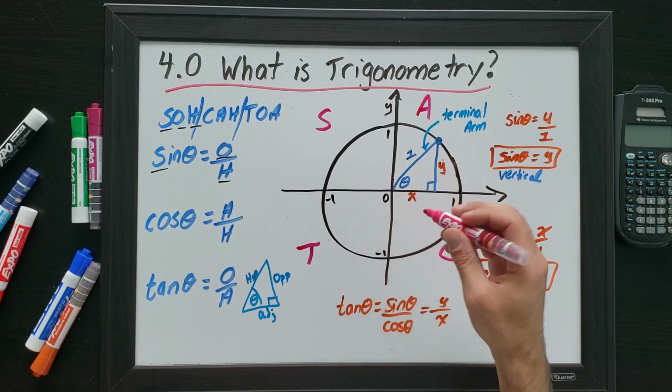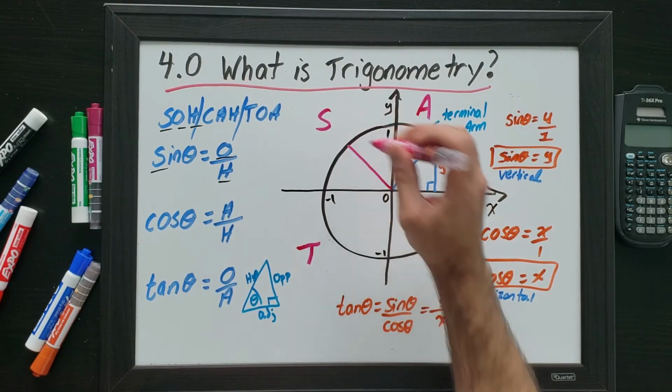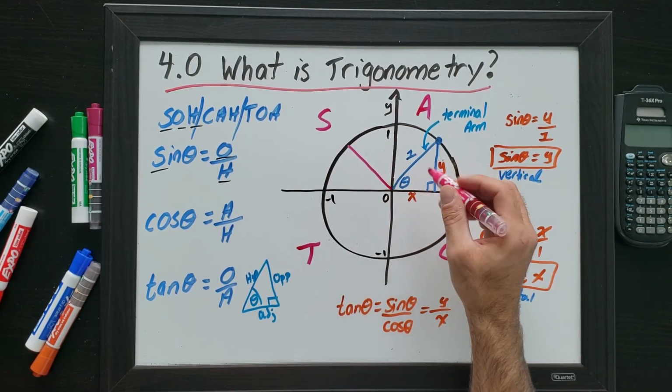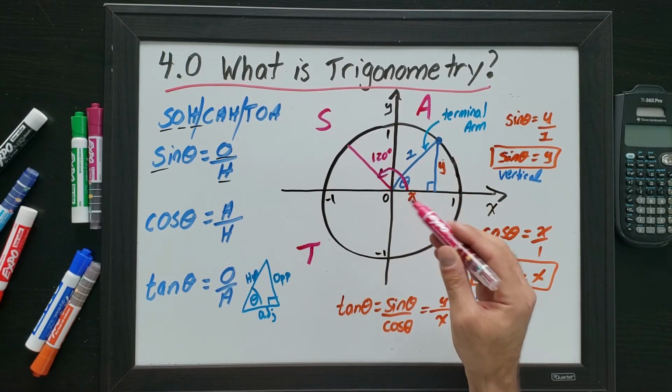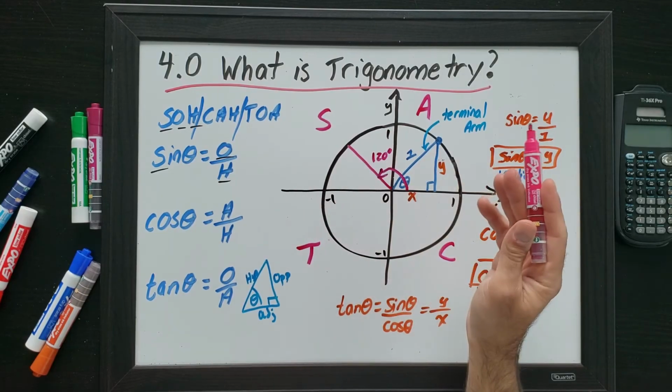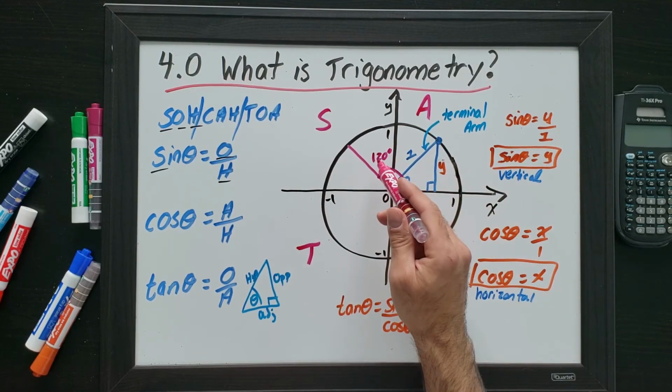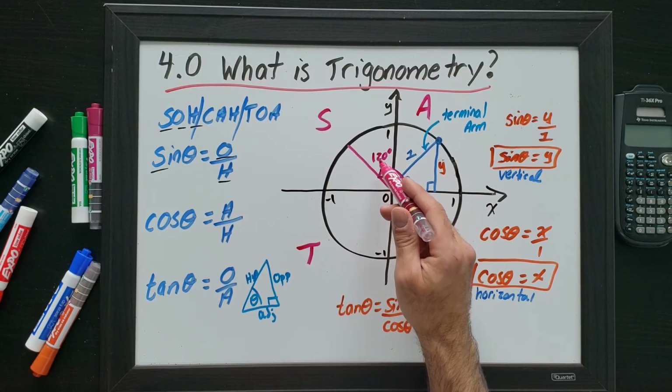So if you know that you're finding an angle that is, let's say, right here. I don't know what that angle is. We can call it 120. I know that sine of 120 is positive. I know cos of 120 is negative. I know tan of 120 is negative.